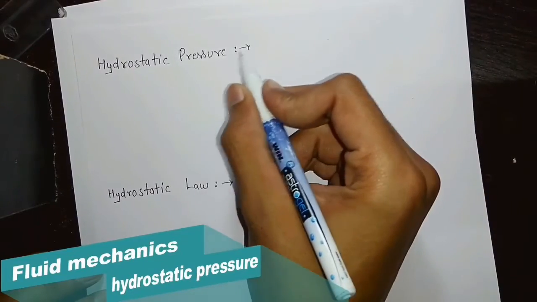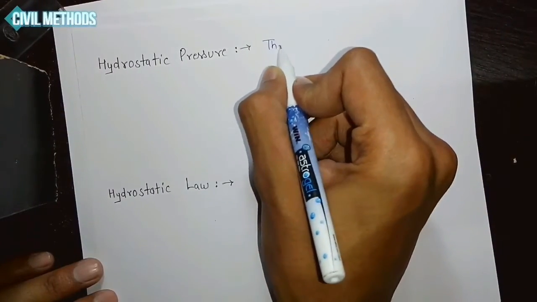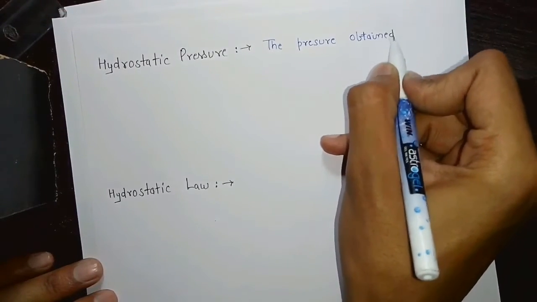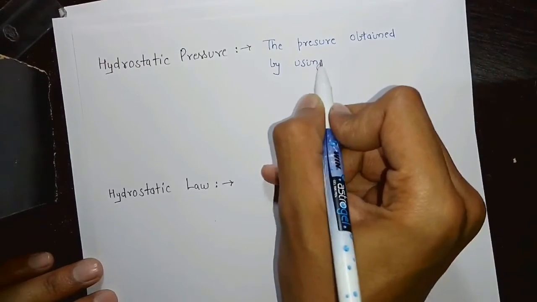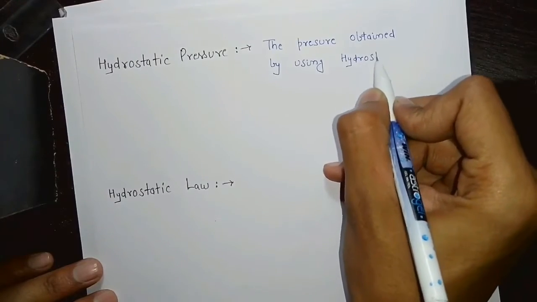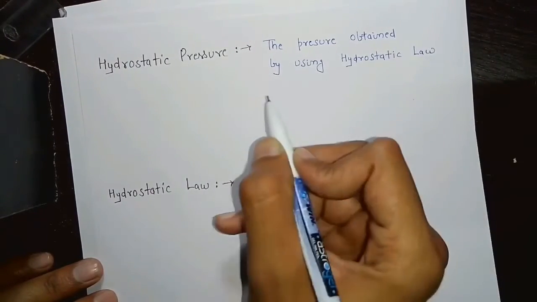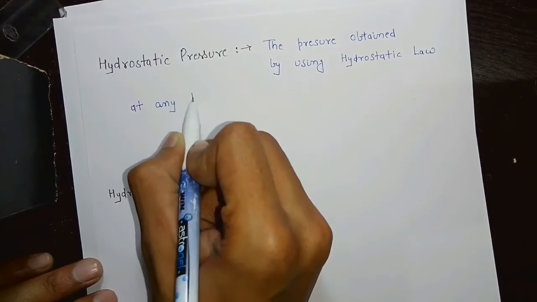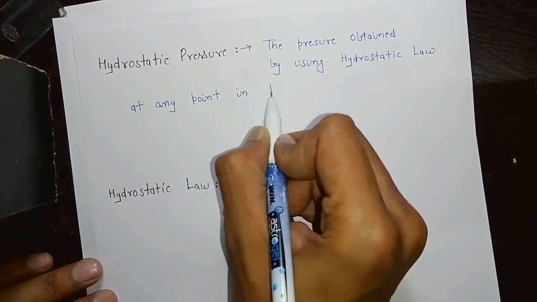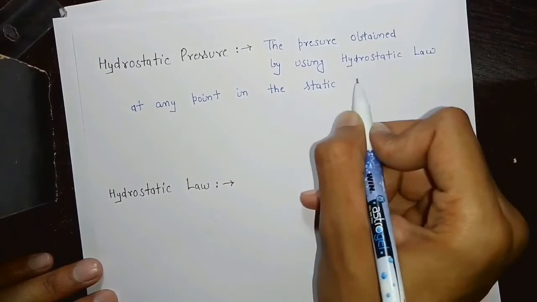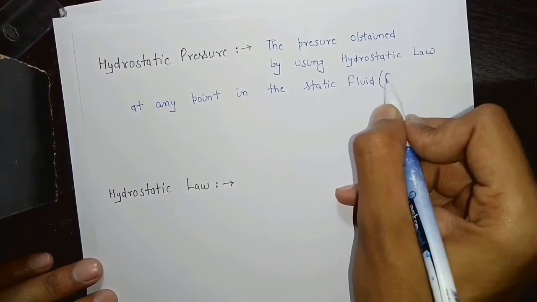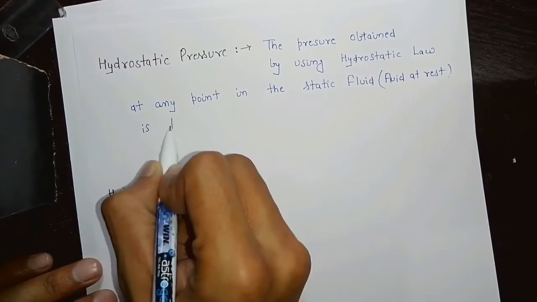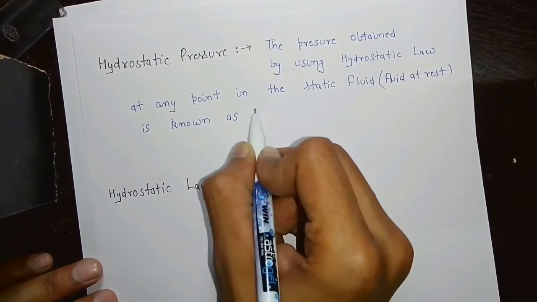In this video, we will learn hydrostatic pressure. The hydrostatic pressure, or the pressure obtained by using hydrostatic law at any point in the static fluid or fluid at rest, is known as hydrostatic pressure.